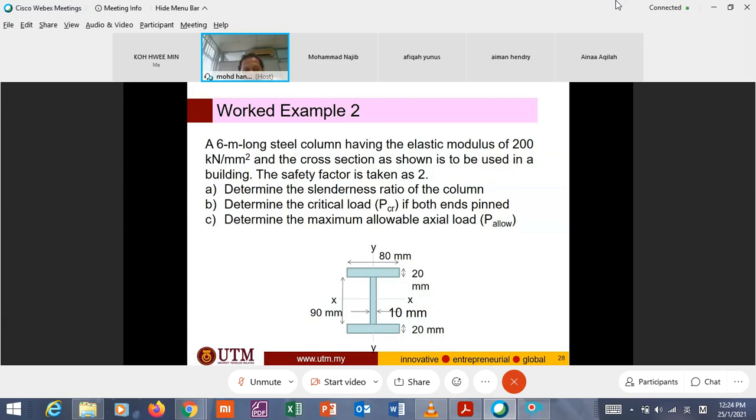There is no difference between example 1 and example 2 actually. The difference is only in the I value. Example 1 is a solid section. Example 2 is what we call an open section, a section with thinner parts, or we call it a hybrid section. A hybrid section is a combination of different small sections welded together into one hybrid section.